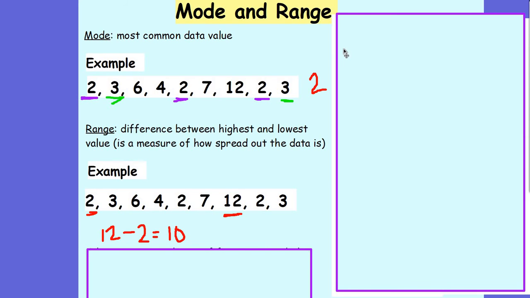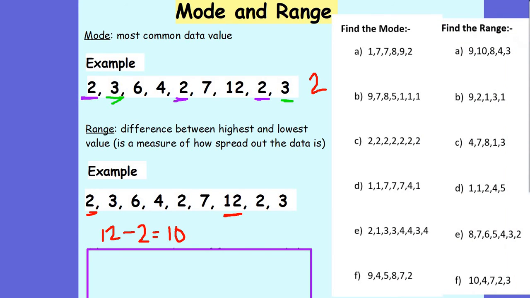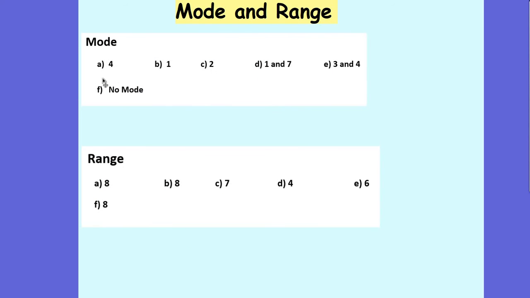Over to you in your light blue book. Please pause the video for 10 to 15 minutes and have a go at finding the mode of all of these numbers, A, B, C, D, E, F, and then the range of all of these. Pause the video and complete those questions now, please. Splendid, and here are the answers. These were the answers for the mode and these were the answers for the range.